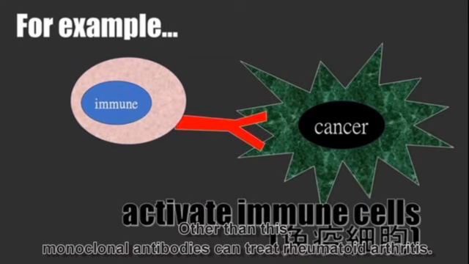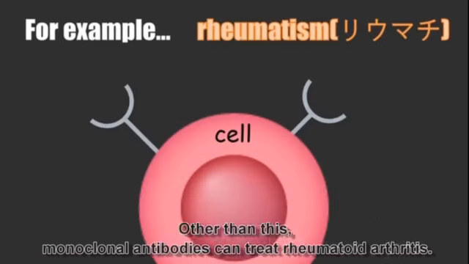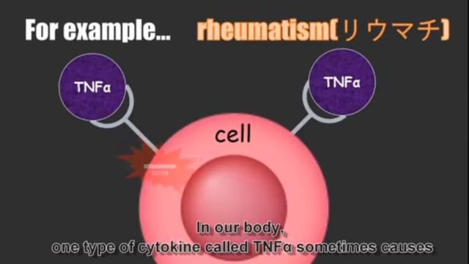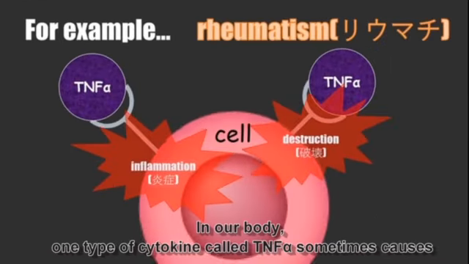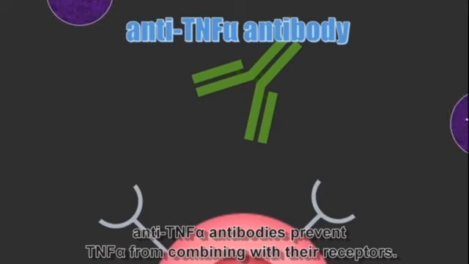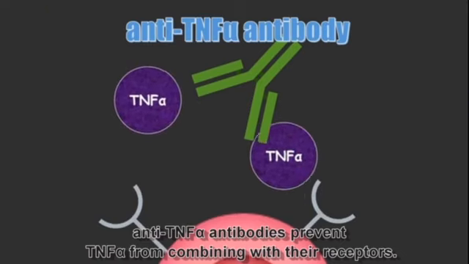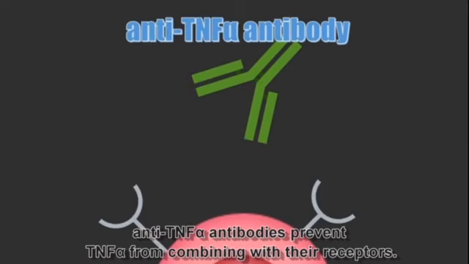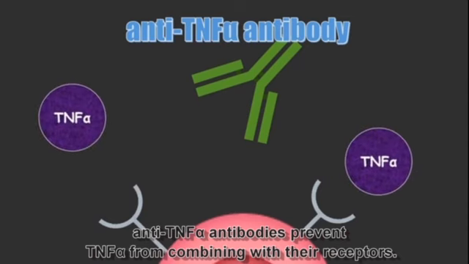Other than this, monoclonal antibody can treat rheumatoid arthritis. In our body, one type of cytokine called TNF-alpha sometimes causes inflammation and joint destruction pathologically. Anti-TNF-alpha antibodies prevent TNF-alpha from combining with their receptors.